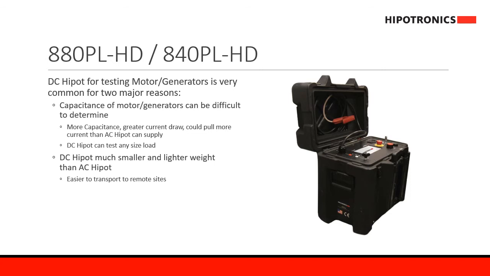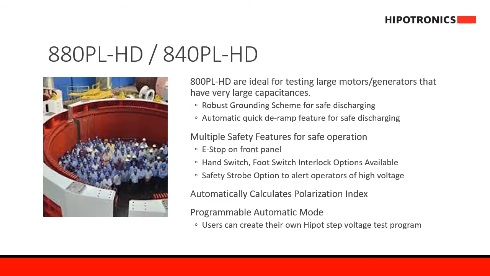The second reason is that the DC Hipot is much smaller in size and lighter in weight compared to other AC Hipots, which makes it easier to transport to remote locations. Our 800VL series is ideal for testing large motors and generators that have very large capacitance because of the robust grounding scheme and the automatic quick dump feature for safe discharging.